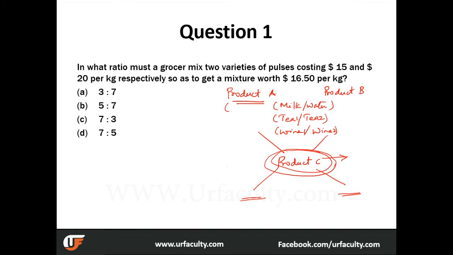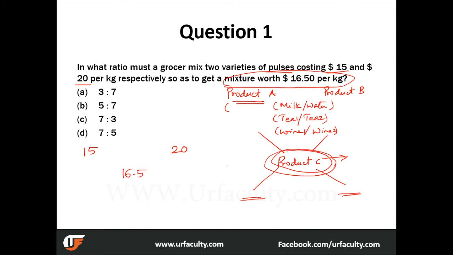So let's take this example. Let's try to solve this example, then you'll be able to appreciate what I'm trying to say over here. So we are given two varieties of pulses, right? One costing 15 and the other costing 20. So there's nothing else to think about. There are two quantities and we know that quantity 1 is 15 and quantity 2 is 20, right? And what have they done? They are saying they are being mixed to form what? A mixture worth 16.5 per kilogram.